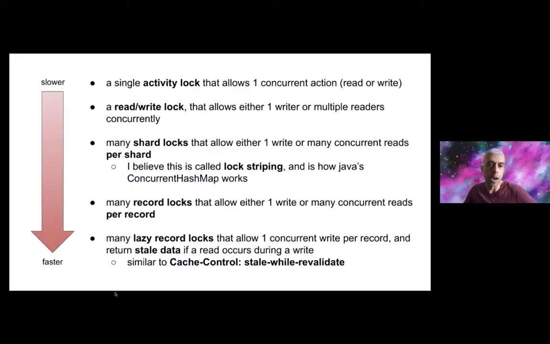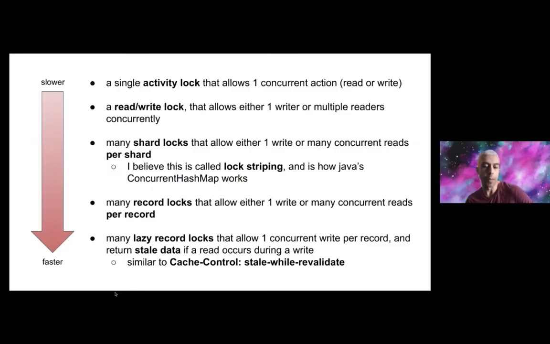Next up is you could have a read-write lock per shard that allows one writer or many concurrent readers per shard. And I believe this is called lock striping, and this is how a concurrent hash map in Java works. Continuing to turn up the dial, you could have multiple record locks.